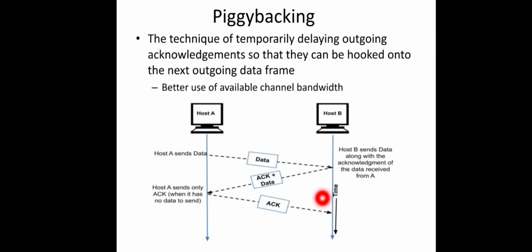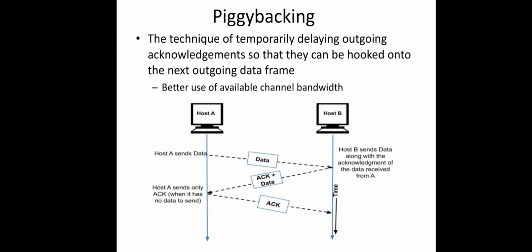And the issue if you are using this piggybacking is how long a machine wants to wait till a new data frame is generated. It wants to send this acknowledgement in time, right? Otherwise what will happen? The sender will time out after some time. So the sender will assume that, oh, my data is lost, that is why no acknowledgement is coming back. So I have to retransmit. So definitely duplicate frames will arrive at the destination.